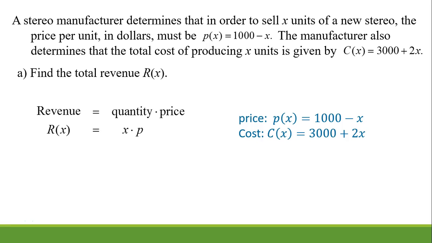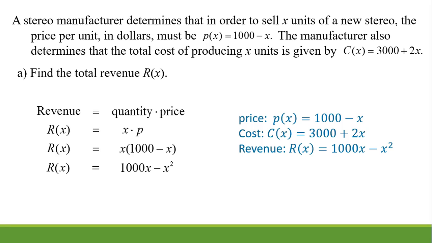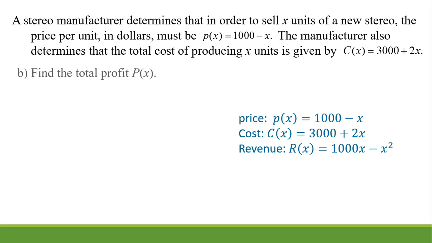In this case, the quantity that we're selling is x, and that's given in the problem. It says the stereo manufacturer determines that in order to sell x units, and the price is given in the price function. So the revenue we can find by taking the quantity x times our price function 1000 - x, which is 1000x - x squared. So we'll add that revenue function to our list and now find the total profit.